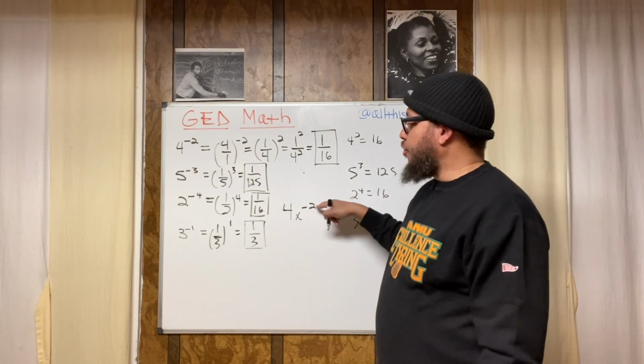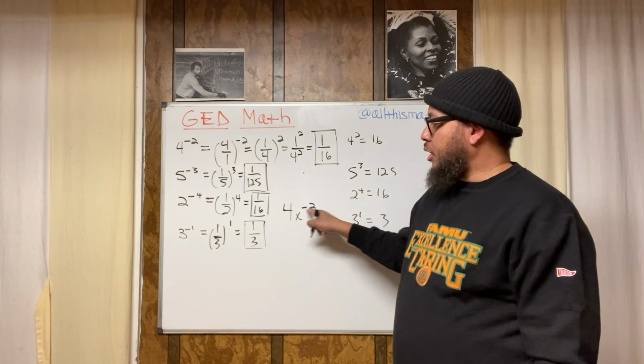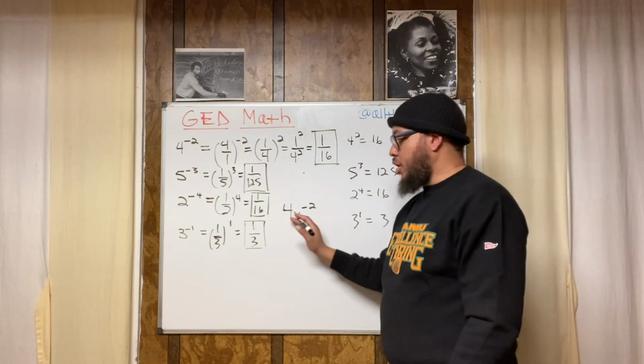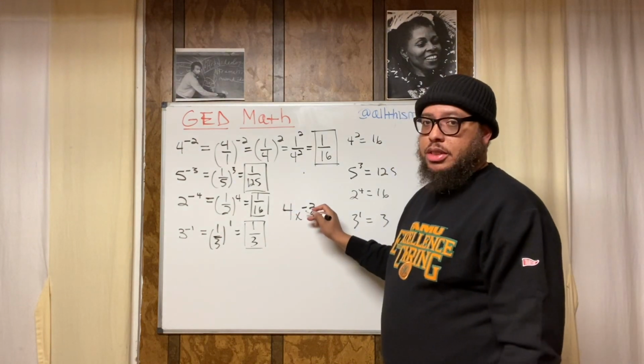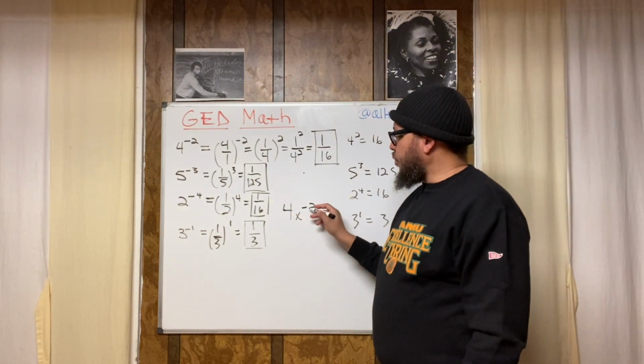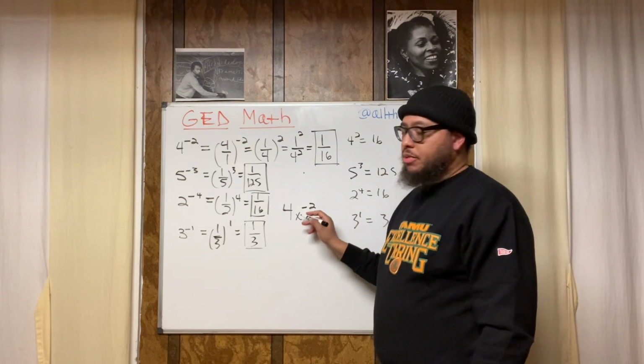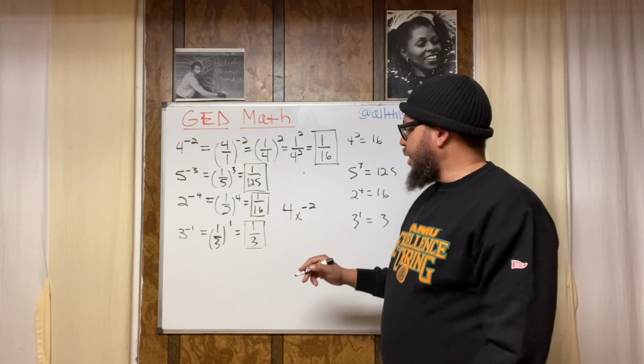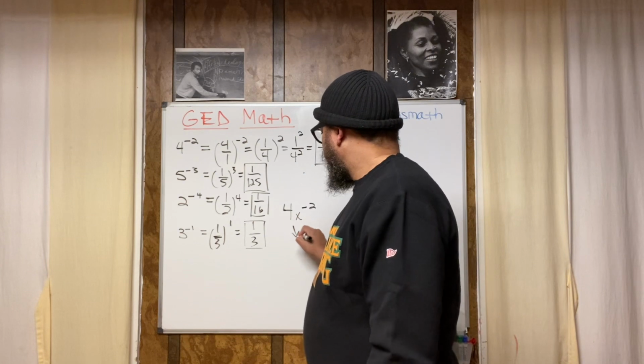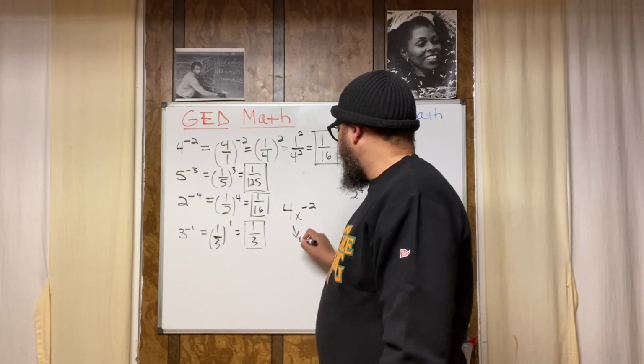This 4 don't got nothing to do with this negative 2 right here. This 4 is minding its business. It's part of this term, but it don't got nothing to do with this negative 2. So if you take the reciprocal, you should only take the reciprocal of x. Now, what does that look like? That looks like this 4 still being there, right?